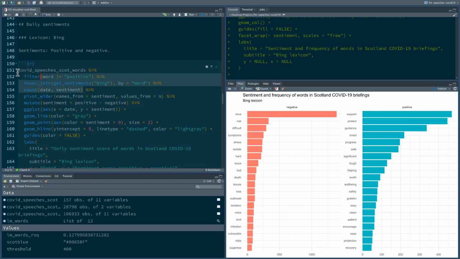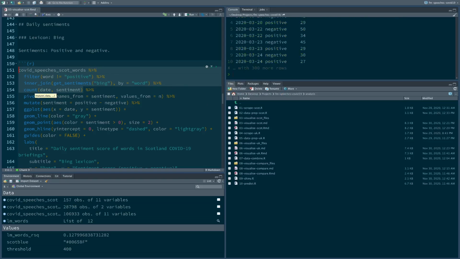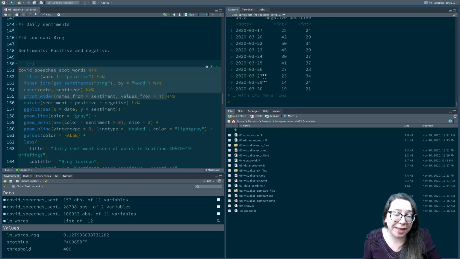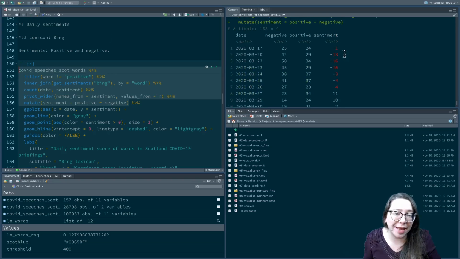So one of the things that I am doing here is looking at, for each of the days, how many negative and how many positive words there were. And then I'm going to do a pivot wider so that I can actually get these in two separate columns. So on March 17th, there were 25 negative words and 24 positive words. So then the sentiment for that day should basically be -1. So we're doing positive minus negative to get to that.